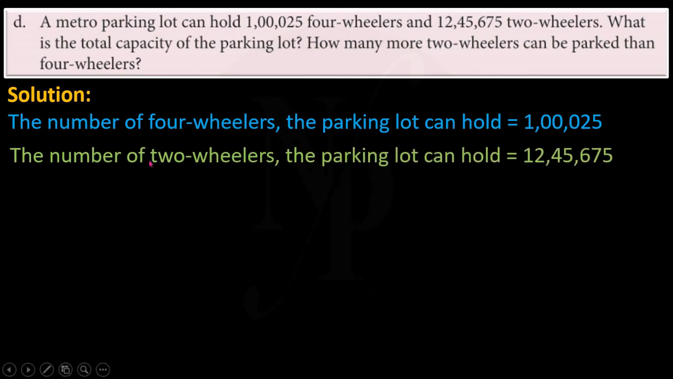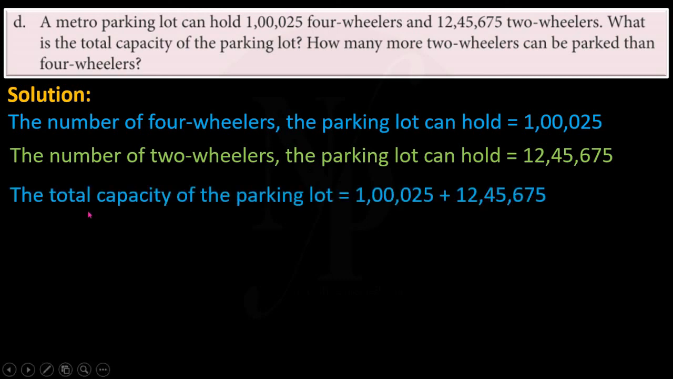Secondly, what is given is the number of two wheelers the parking lot can hold is equal to 12,45,675. This is the number of two wheelers that parking lot can hold. So then what we should find now is the total capacity of the parking lot. The total capacity of the parking lot is equal to the sum of these two numbers. Adding these two numbers, we can get the total capacity of the parking lot.